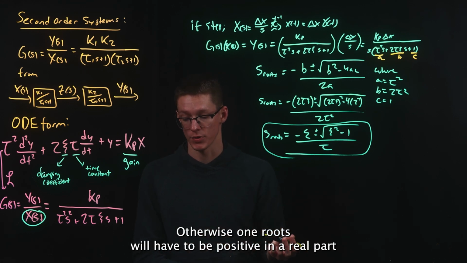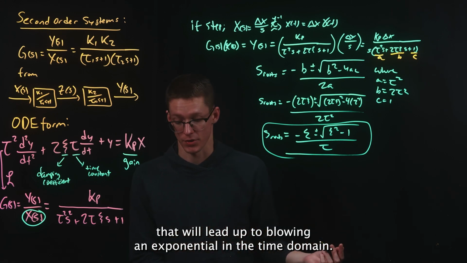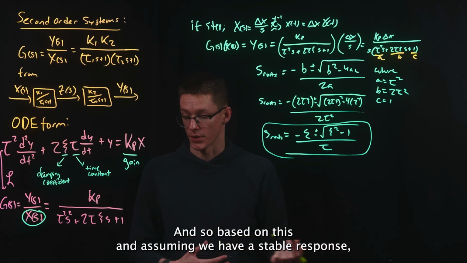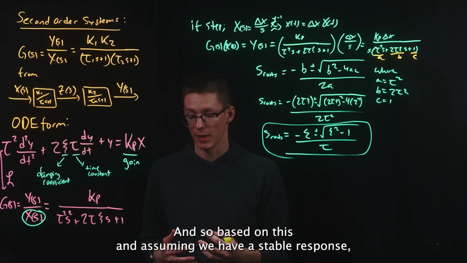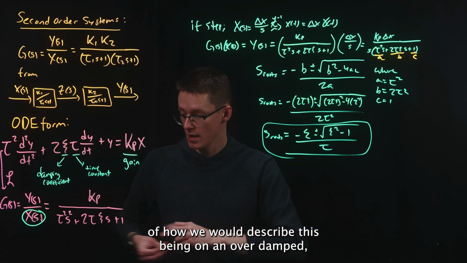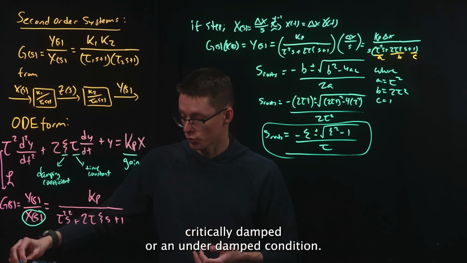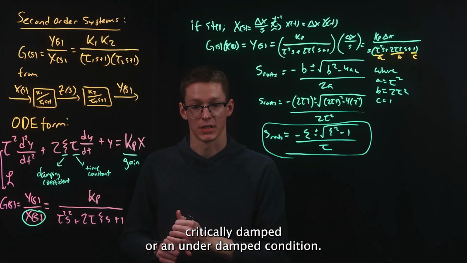Otherwise, one root will have a positive real part that will lead to blowing up exponentially in the time domain. Based on this, and assuming we have a stable response, we're really looking at three potential ways we would describe the system: overdamped, critically damped, or underdamped.